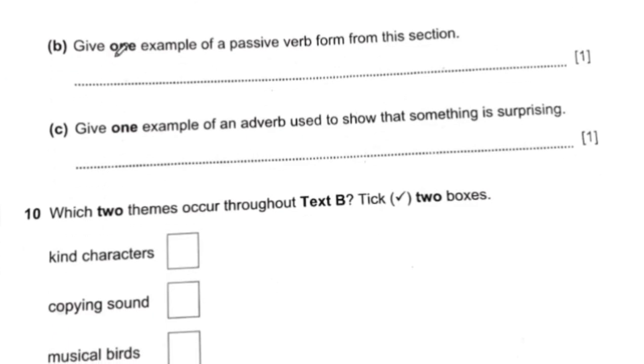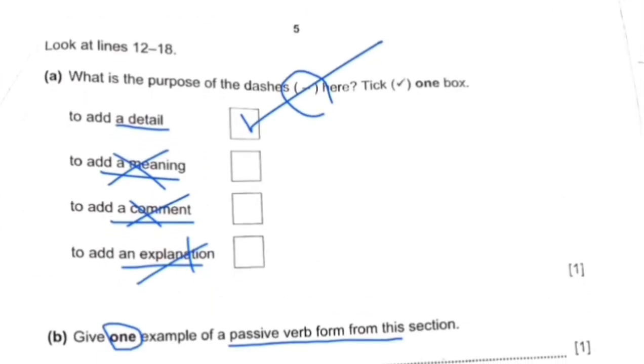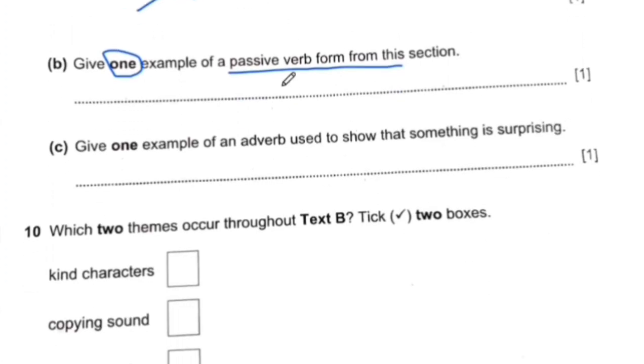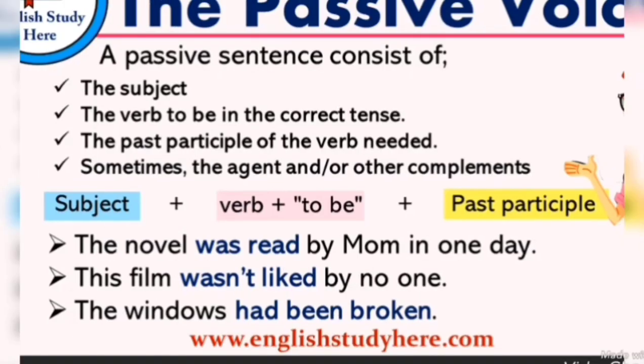Next, B. Give one example of a passive verb from this section. This section means lines 12 to 18. I need a passive verb form. But first, what do I mean by the passive verb form? Let's explain this first. So, the passive form or the passive voice. A passive sentence consists of a subject, the verb to be in the correct tense, and the past participle of the verb needed. We have subject, verb to be, and the past participle. The novel was read by mom. The film wasn't liked. The windows had been broken.